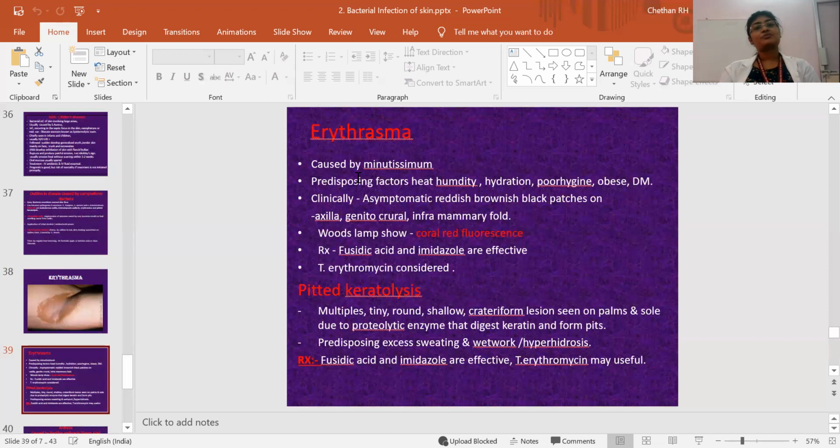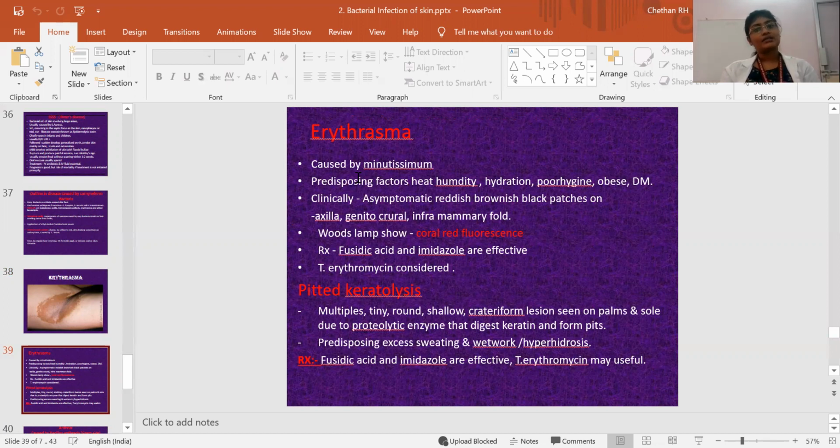For the treatment of erythrasma, you can give fusidic acid, that is a topical antibiotic, as well as imidazoles. Imidazoles, that is antifungals, are also effective in erythrasma. Then erythromycin can also be considered, like tablet erythromycin.